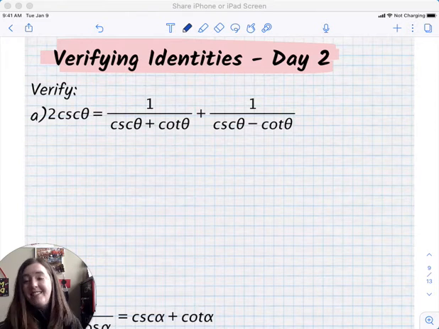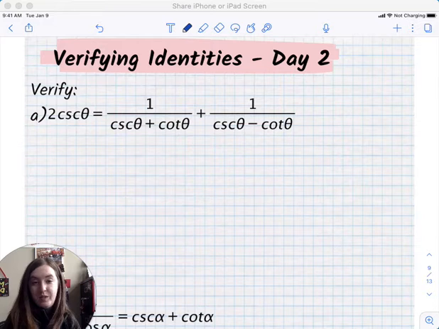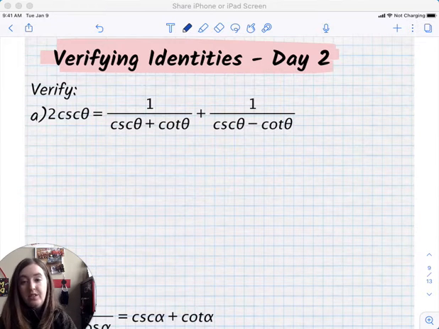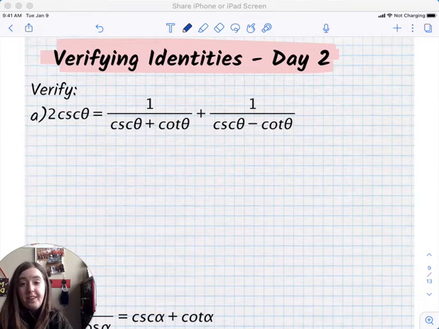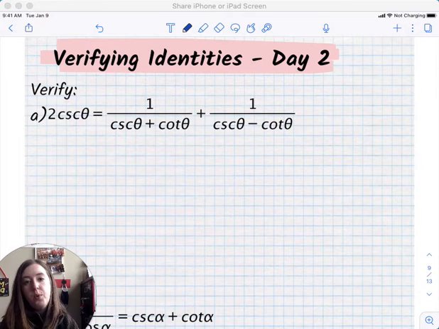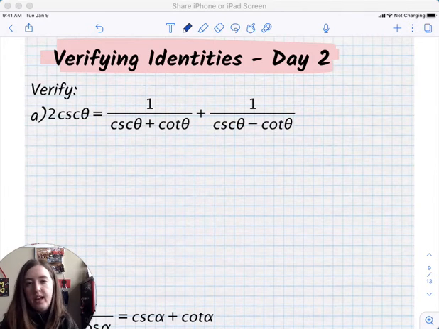Hey guys, today we're going to do a little bit more of verifying identities before we take our quiz. So remember, when we verify, it's easier to work on the more complicated side than the easier side. So on this example A, I'm going to go ahead and work on the right side of the equation.